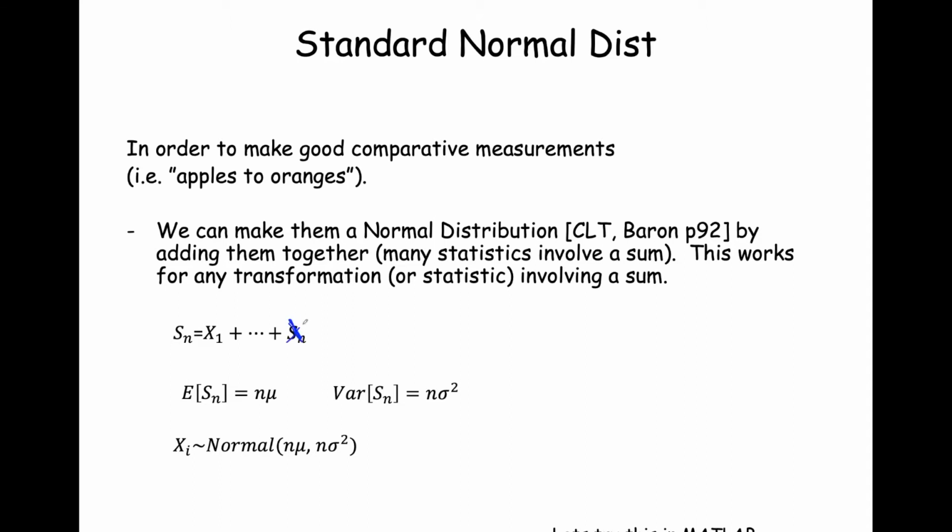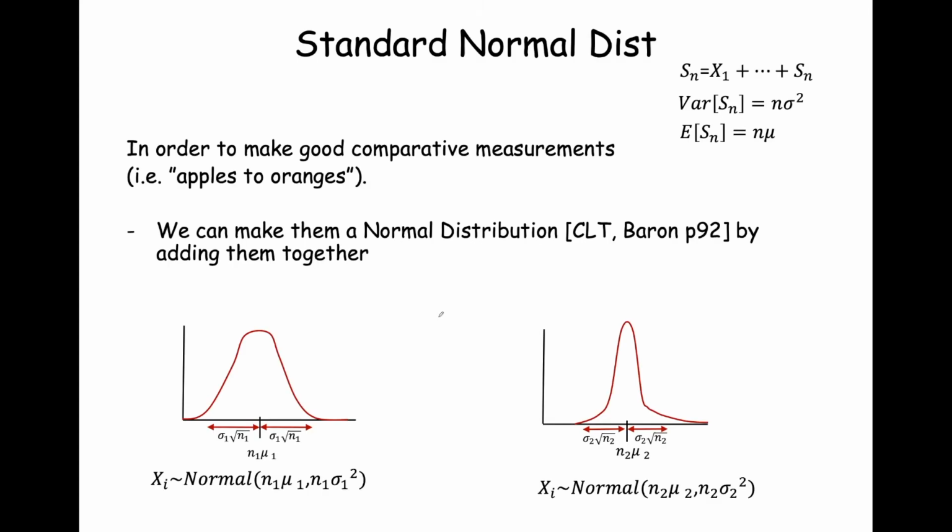Here we have Sn, which is the sum of n many samples from a distribution. X1 is the first sample, and we're going to add them together up to and including Xn. So if we have a statistic, and that statistic involves a sum, then the distribution of that statistic will look like a normal. We talked about that and proved that, and we also demonstrated that in MATLAB last time. I won't repeat that. I'll leave that to you to look back at the previous screencast. All right, so let's continue on.